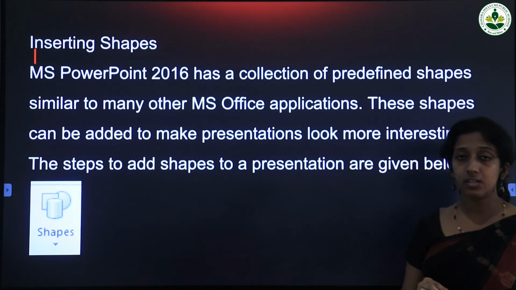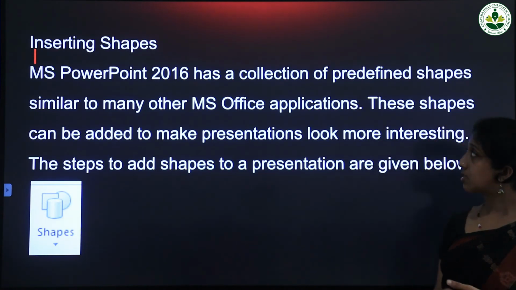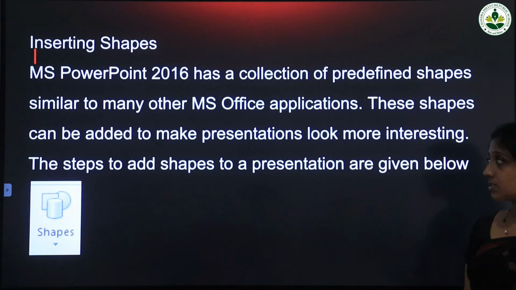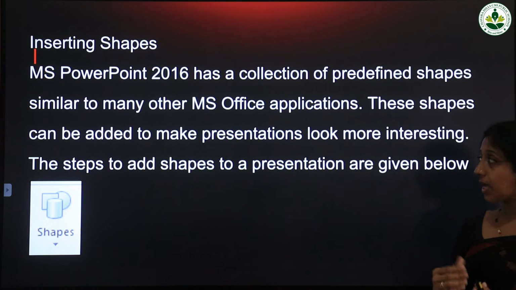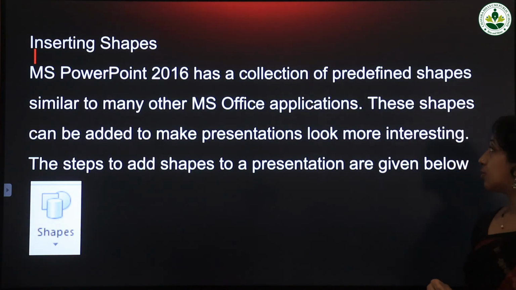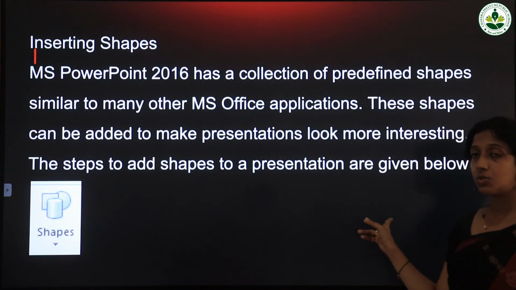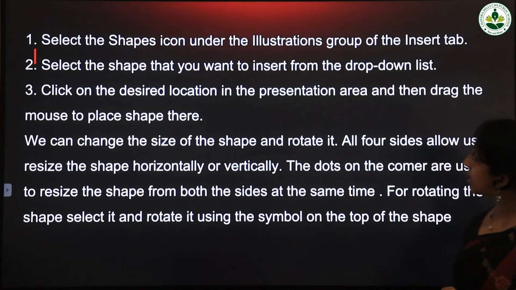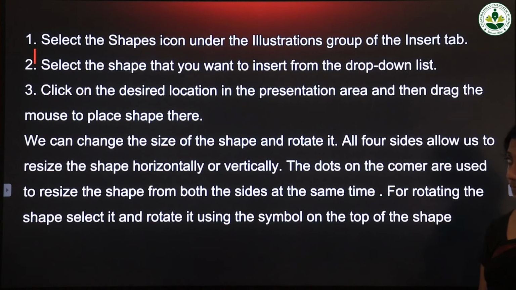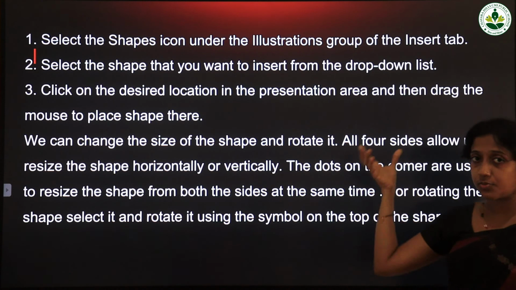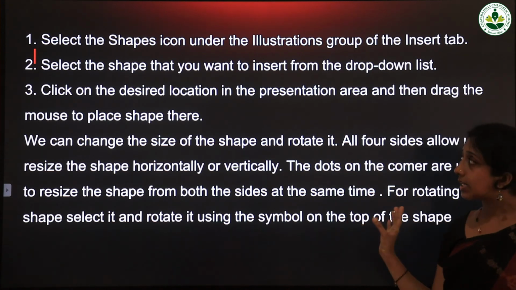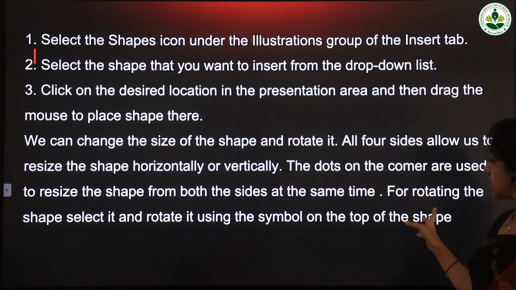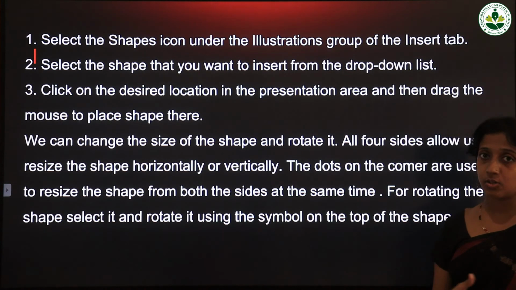Next is inserting shapes. MS PowerPoint has a collection of predefined shapes, similar to many other MS Office applications. These shapes can be added to make the presentation look more interesting. The steps to add shapes are: click on the Shapes icon under the Illustrations group of the Insert tab, and select the shape that you want to insert from the drop-down list. Click on the desired location in the presentation area, and then drag your mouse.